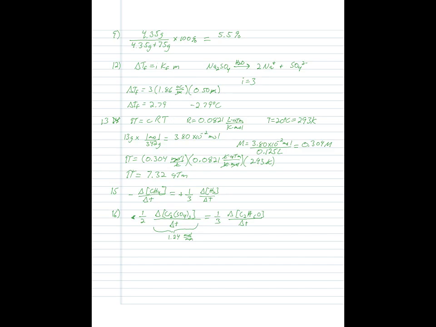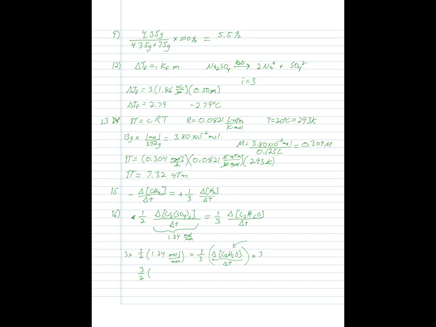So I know the change in the concentration of chromium sulfate with respect to time, just that. And then I put that in terms of the rate of the reaction by incorporating that 1/2. So I now have 1/2 times 1.24 moles per minute is equal to 1/3 times the change in concentration of our ethanol. Well, this whole thing here is what I'm looking for, that change in concentration of the ethanol with respect to time. So all I need to do is multiply both sides by 3.